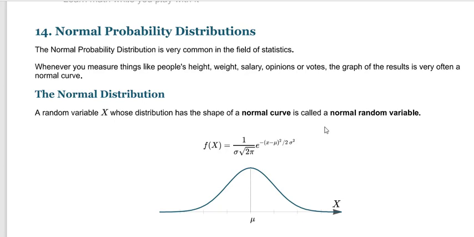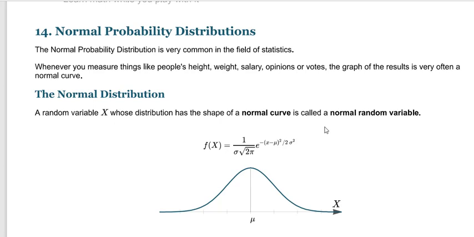In the last lecture we started normal probability distribution, which is the last topic of probability distribution. In that we discussed the basics of normal probability distribution, its formula, how to find probability, then standard normal probability distribution. Then we solved one example related to the standard normal probability distribution.